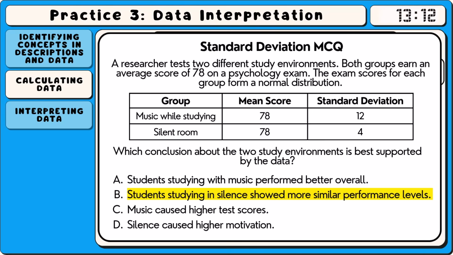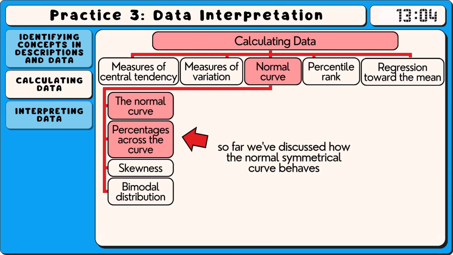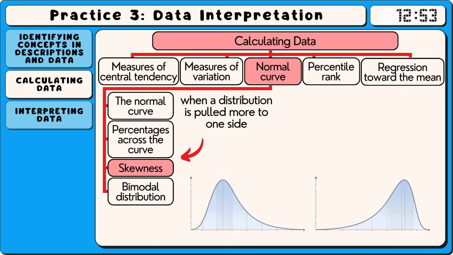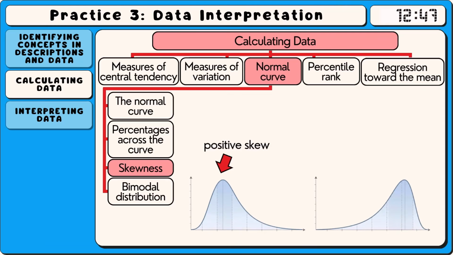The students studying in silence had a lower standard deviation, meaning their scores clustered around the mean, so most of them had very similar performance levels. Okay, so far we've discussed how the normal symmetrical curve behaves. But for AP Psychology, you also need to know about two other ways curves can behave. First is skewness. This happens when a distribution is pulled more to one side, so the graph becomes uneven. This creates positive skew and negative skew.